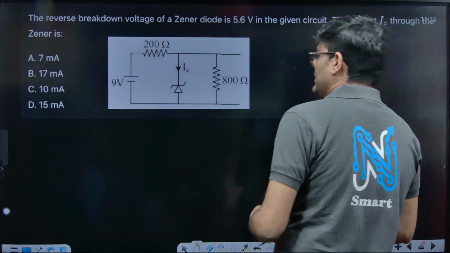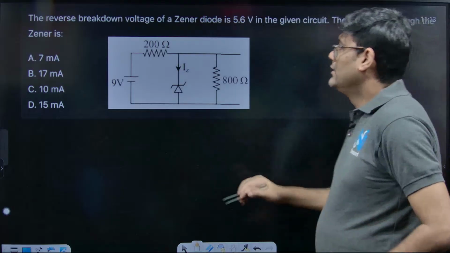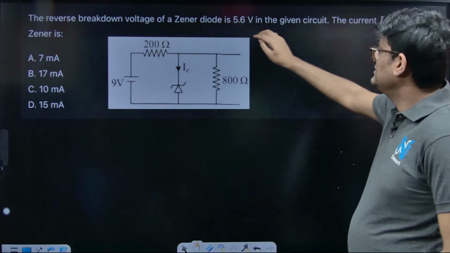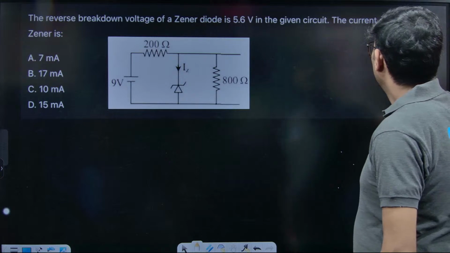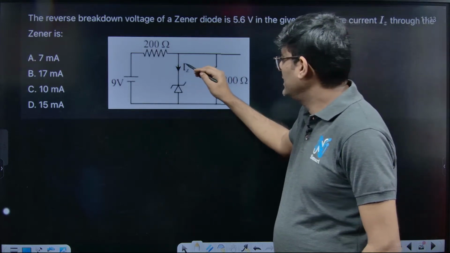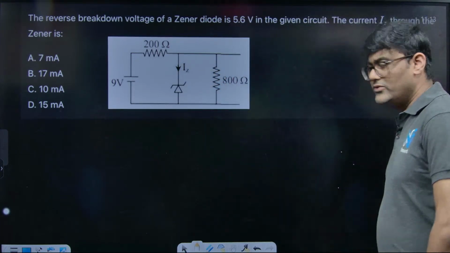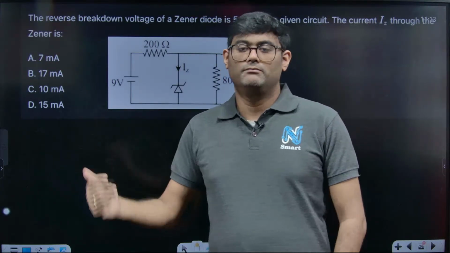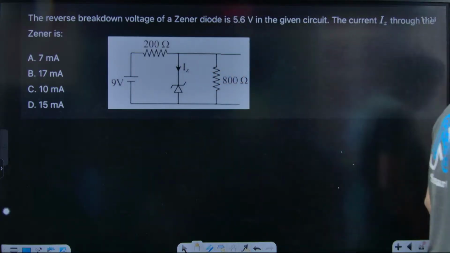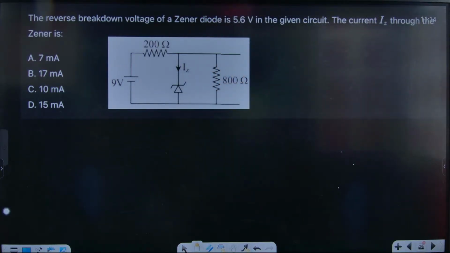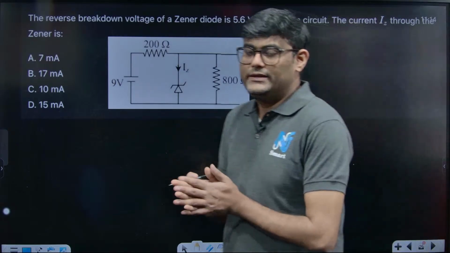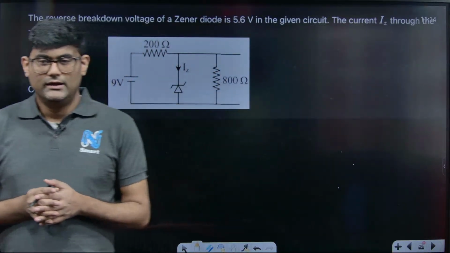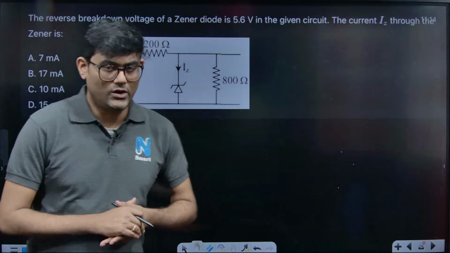First let us try with this question, an easy one. The question says, the reverse breakdown voltage of a Zener diode is given. The current IZ through the Zener diode is? Can you try this question by yourself for the next 2 minutes and then you check my answer, right? Okay students, I think that you have given it a fair try. Let us now see the solution of this question.